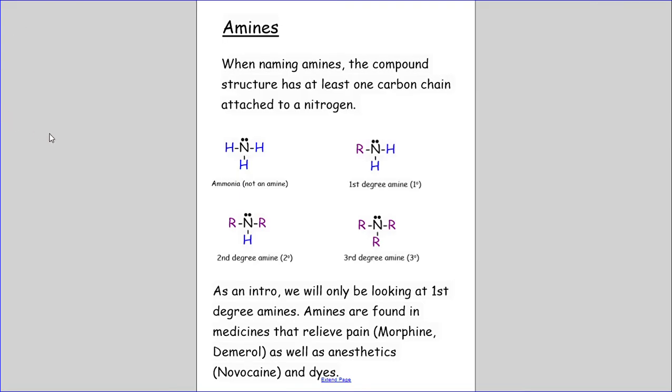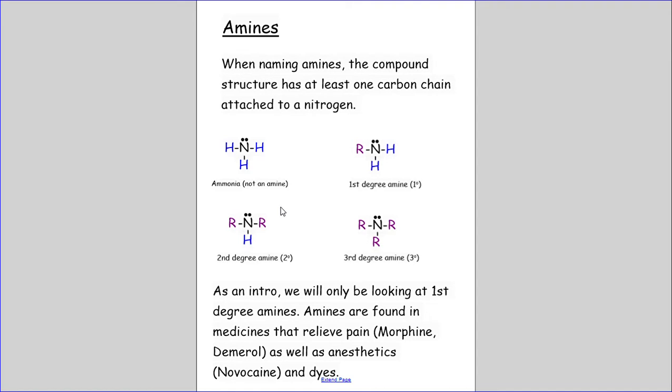So moving on, the next functional group we're going to go through is amines. When naming amines, the compound structure has at least one carbon chain that gets attached to the nitrogen. As we look through the different groups here, you'll see that we have a nitrogen group that has a lone pair attached to it. One of the things we need to recall from previous knowledge, when we go through the octet rule and lone pairs, is that nitrogen has 5 valence electrons. But even though it has 5 valence electrons, it cannot form 5 bonds because 2 of those electrons make a lone pair. So nitrogen can only make 3 bonds.